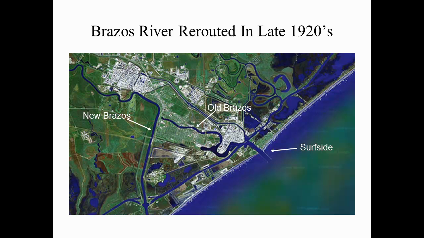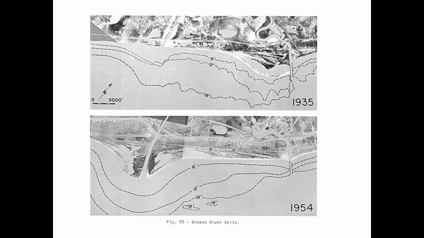Unfortunately, by rerouting the Brazos River, the major source of sediment was cut off at Surfside, and as a result, over time, any beaches that were eroded were not being replenished by new sediment because no new sediment was coming in anymore. And as a result, over the last few decades, Surfside Beach has been gradually disappearing.